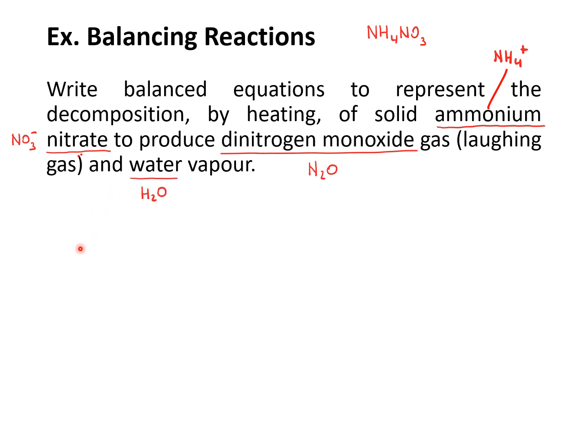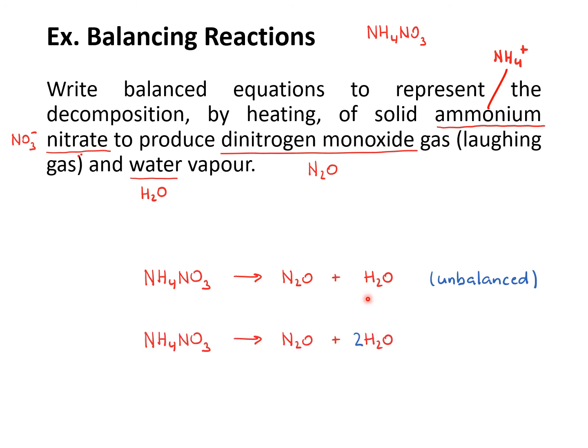So putting these together gives us the unbalanced reaction. So we start with the ammonium nitrate, which we know decomposes to N2O and H2O. So in order to balance the reaction, let's look at the elements here. Starting with nitrogen, we'll notice we have 2 nitrogens on the left and 2 nitrogens on the right. Next, we'll take a look at hydrogen. We have 4 hydrogens on the left and only 2 hydrogens on the right. So in order to balance the hydrogens, we would add a 2 in front of the water. Lastly, we'll look at the oxygens. We have 3 oxygens on the left, and 1 plus 2 gives us 3 oxygens on the right. So this reaction is balanced.